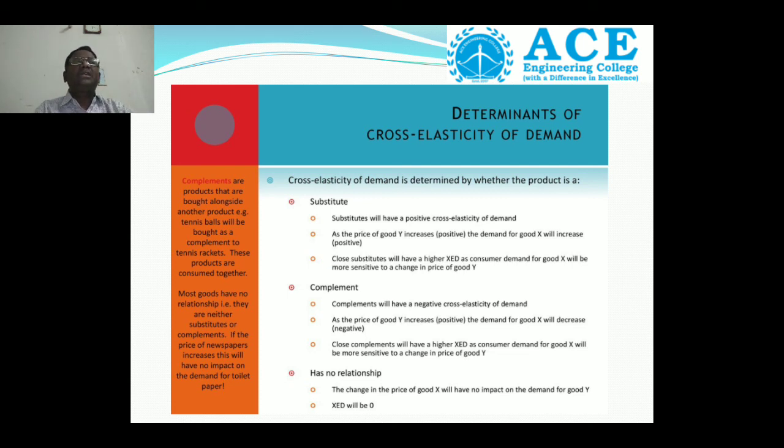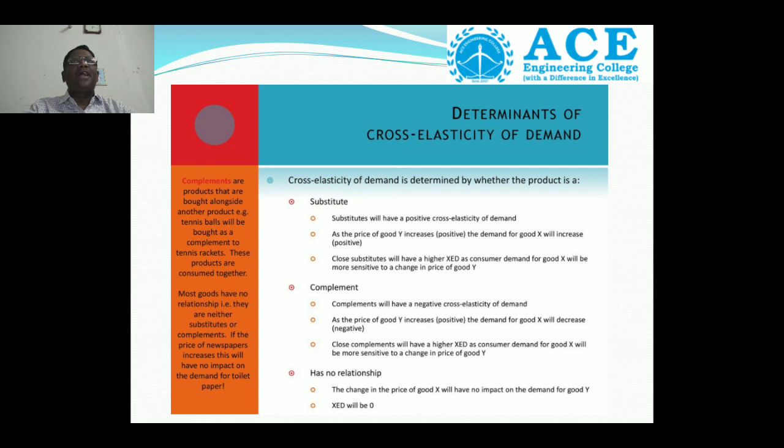What are those? One is the substitute and another one is the complement. Then there is no relationship. These are the three different types. One is the substitute. Substitute means equal level of satisfaction derived from a similar product. Complement means when we purchase one product, the demand arises for another product. We call it complementary.